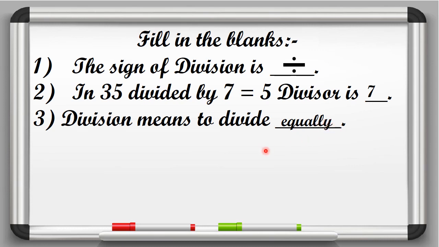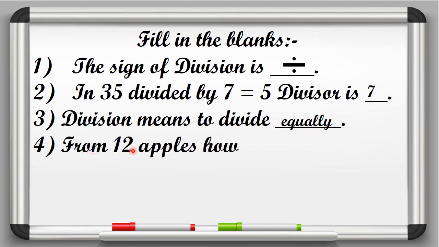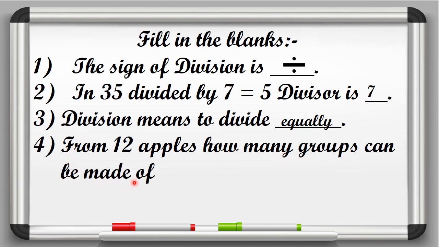EQUALLY. फिर से हम इसकी स्पेलिंग लर्न करेंगे. EQUALLY. इक्वली. इक्वली मतलब बराबर बराबर. ठीक है, तो डिवीजन का मतलब होता है बराबर बराबर बांटना. Now in question number 4, from 12 apples, how many groups can be made of 3 apples?